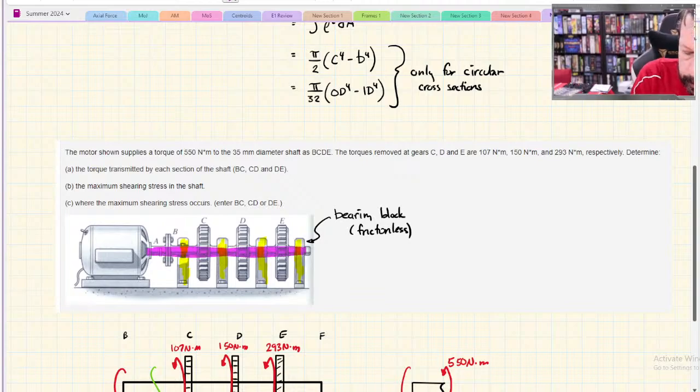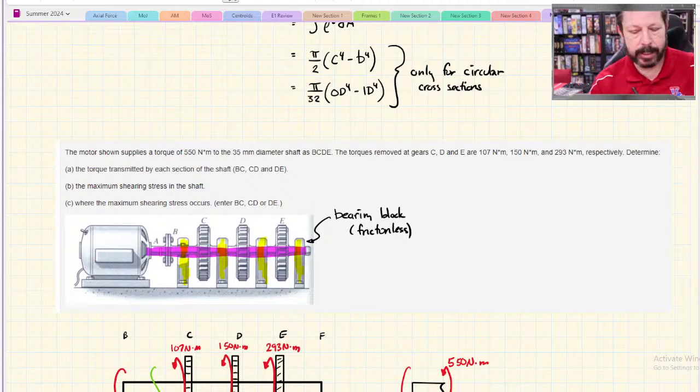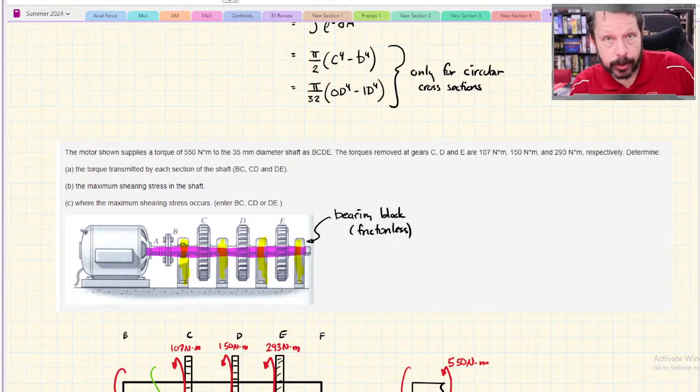So they're all firmly attached to the pink shaft here, and so they all turn at the same speed, but they don't all deliver the same torque. So the torque is determined by what they're connected to. So gear C only has to deliver 107 Newton meters. That's because whatever it's connected to is only using that much torque.